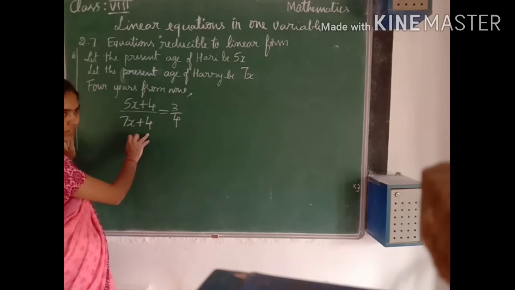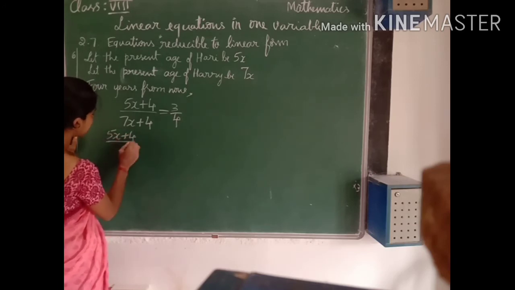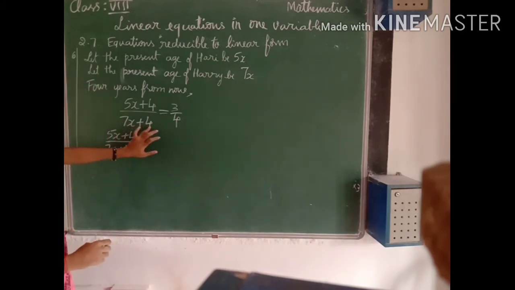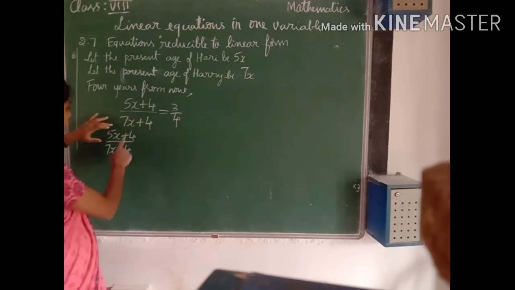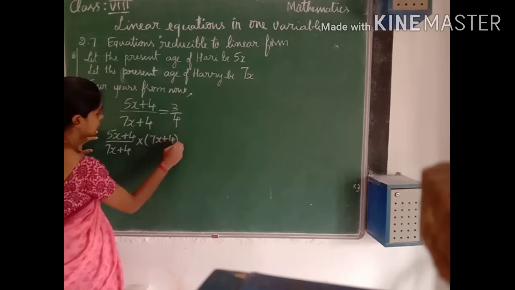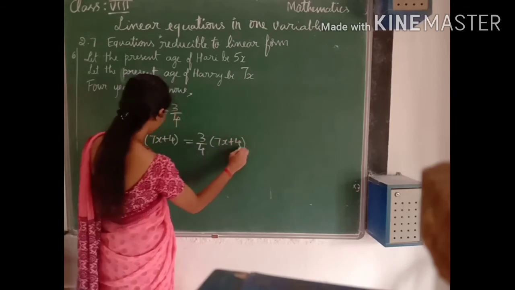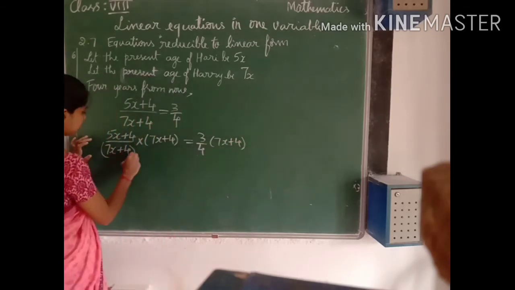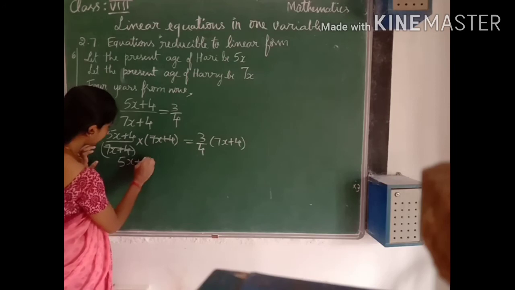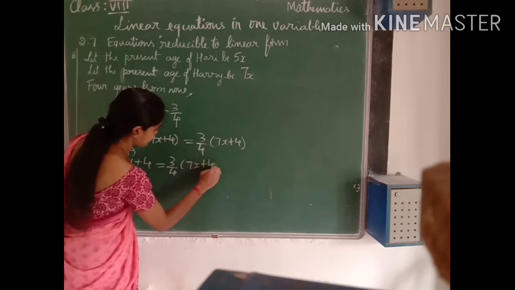This is not in the linear equation form. So what do we have to do? We have to take the denominator and multiply on both sides. The denominator is 7x plus 4. So on both sides multiply by that: 5x plus 4 over 7x plus 4, times 7x plus 4, is equal to 3 by 4 into 7x plus 4. When you multiply on both sides, this gets cancelled. So what remains? 5x plus 4 is equal to 3 by 4 into 7x plus 4.